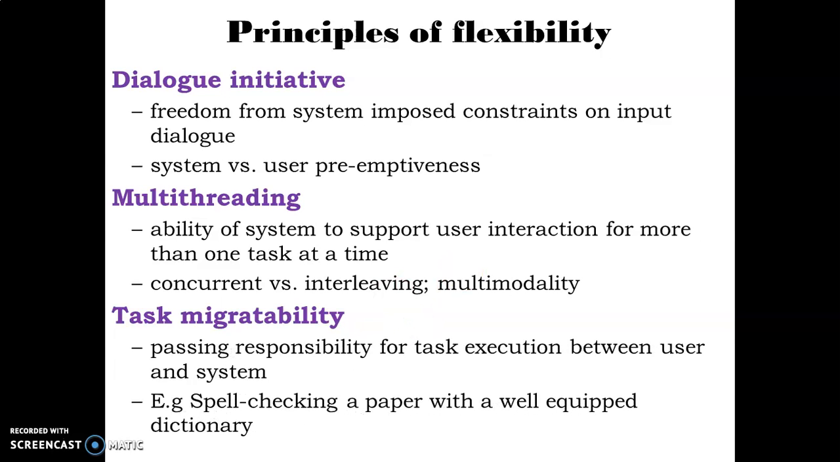Task migratability. It is nothing but passing the responsibility for task execution between the user and the system. For example, spell checking a paper is a good example of the need for task migratability. Equipped with a dictionary, you are perfectly able to check your spelling by reading through the entire paper and correcting the mistakes as you spot them.